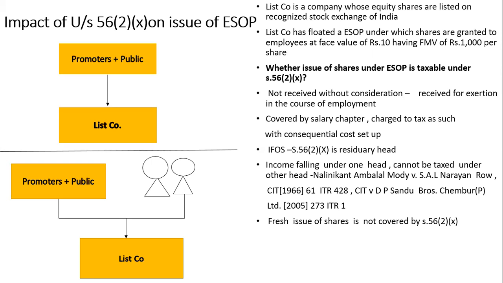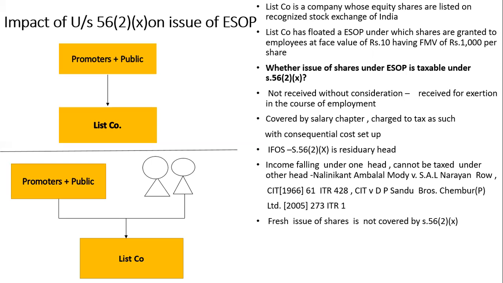Not received without consideration. When an employee gets an ESOP, he doesn't get it free. He receives it because of his existence in the company. He's benefiting the company by working with the company. So it is never considered under 56(2)(10) as a gift. It is covered under the salary chapter, chargeable to tax under 17(2) and other provisions. And 56(2)(10) will be applicable only if it is not considered under any other head. If it is taxable as salary, it will not be taxable as income from other sources.